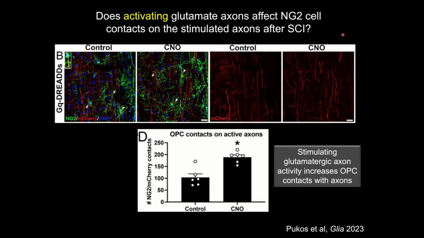And when we gave these animals CNO compared to the control, there was a significant increase in the number of OPC cells contacting the axons. So again, this shows that not only are the OPCs responsive to the spontaneous activity, they can be driven even further to contact the axons by increasing axon activity.